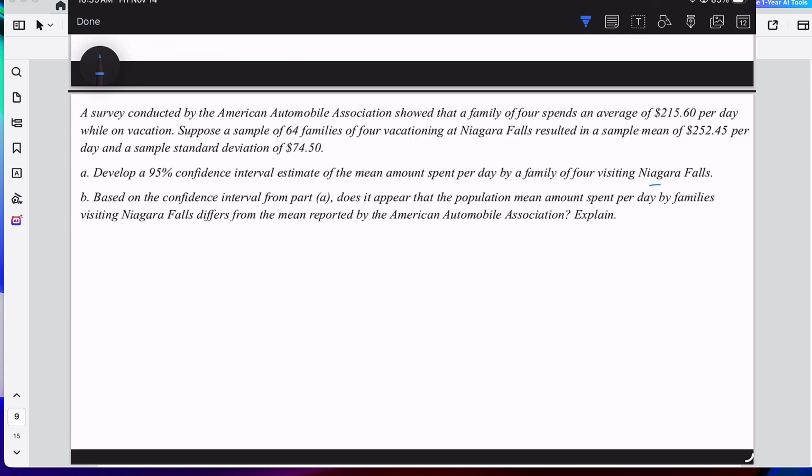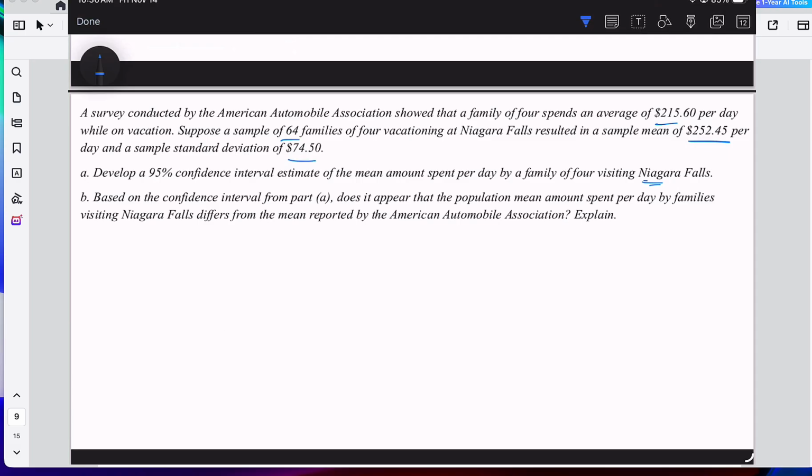Suppose on average, a family of 4 spends $215.60 on a vacation. We want to see how this population average compares to the amount of money spent on a vacation by a family of 4 while visiting Niagara Falls. So suppose a survey is done of 64 families, and the sample mean on money spent per day from that survey is $252.45. And suppose the sample standard deviation is $74.50.